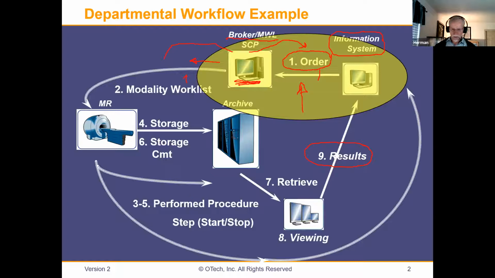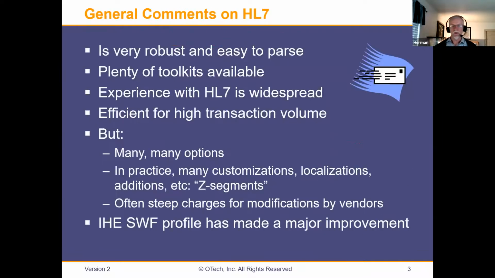So let's talk a little bit about first, what is HL7 all about? Look at some messages so we know what we're talking about. First of all, HL7 is very robust and very easy to parse. If you spend a little bit of time learning about HL7, you will see it's really, really simple because the messages are plain text. There's a requirement, ASCII text messages.